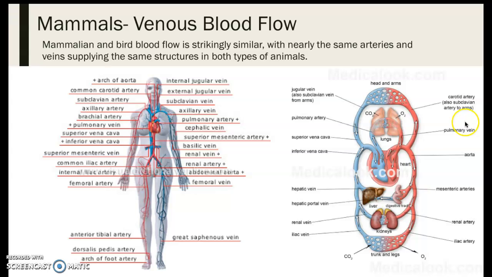For mammals, I chose a human reference since we're all very familiar with that standard, and it's very homologous between species. So for venous blood flow, mammalian and bird blood flow is strikingly similar, with nearly all the same arteries and veins supplying the same structures in both types of animals. So for the venous blood flow, though the heart does lay slightly to the left of the medial body line in mammals, the veins and arteries are mirrored on both sides of the body. The venous system originates from the organs and tissues from which the veins are carrying the blood to the heart.